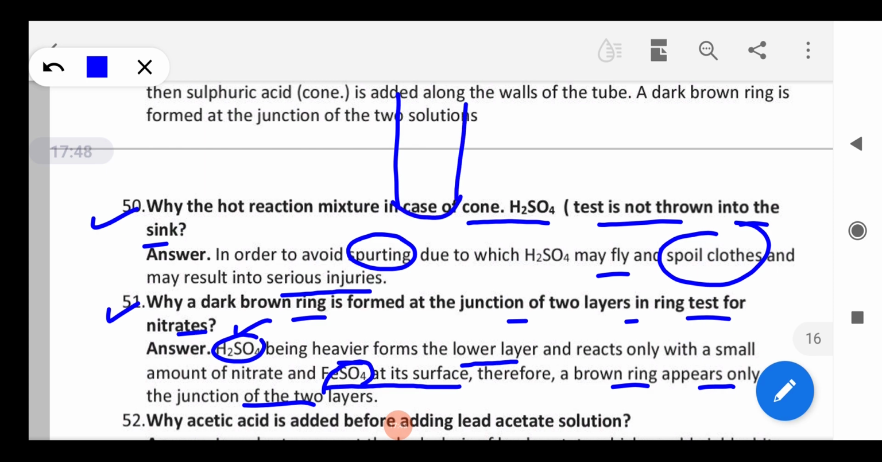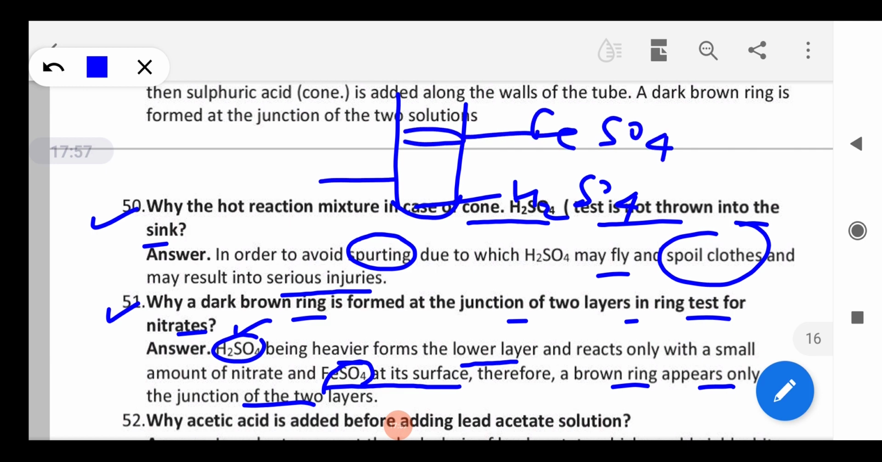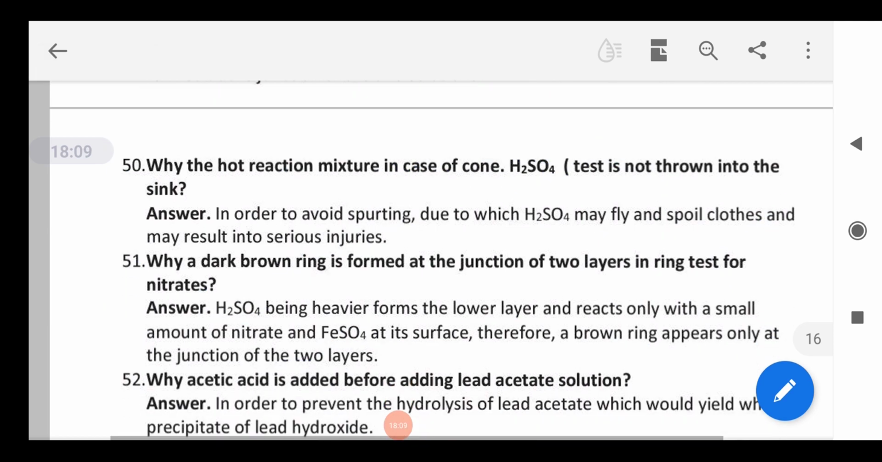Just imagine, this is H2SO4, heavy, at the bottom. This is FeSO4, light, at the top. Now nitrate ion, you are doing this brown ring test for the nitrate ion which is in the middle. So it has to react both with ferrous ion and H2SO4. That is why the ring is formed in the middle at the junction.